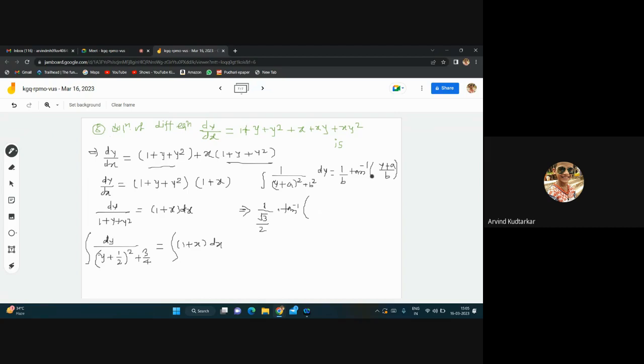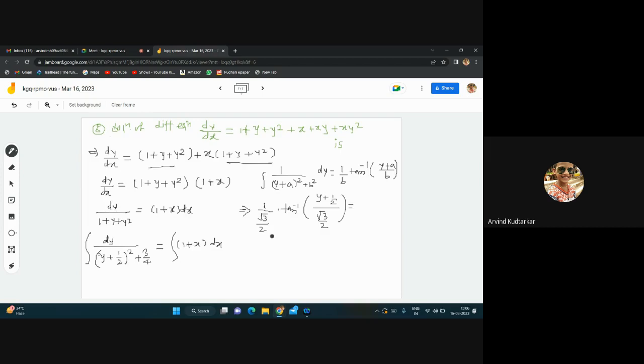y की जगह क्या होता है रे? y plus a होता है ना. So y plus half. y plus half is there. मतलब आप लोगों को y plus half मिलेगा upon y plus half upon a, sorry, upon b is there. तो b का वैल्यू क्या होता है? root of 3/2. So root of 3/2 is there. Okay. There in RHS, what is integration?